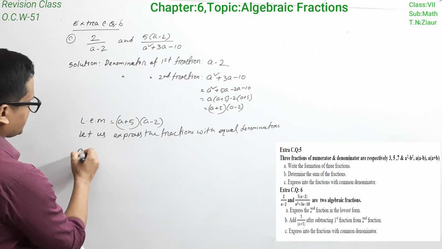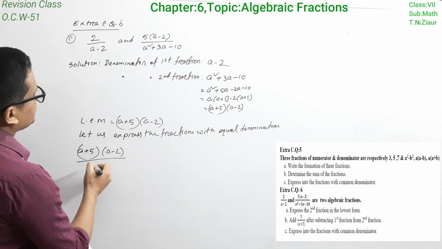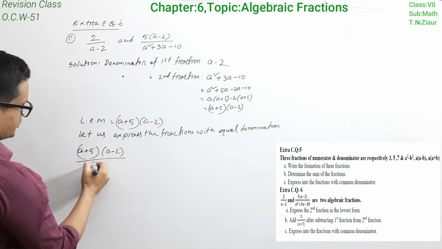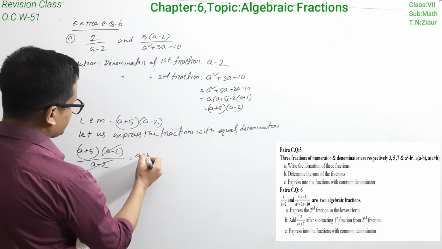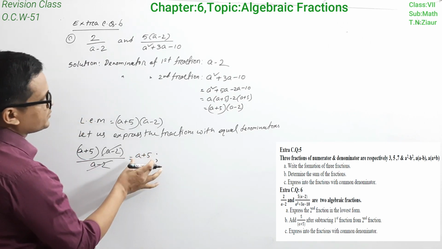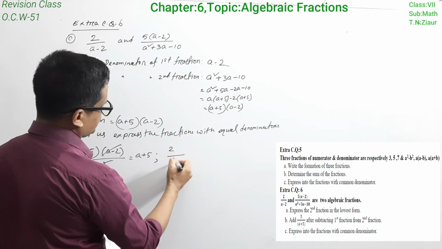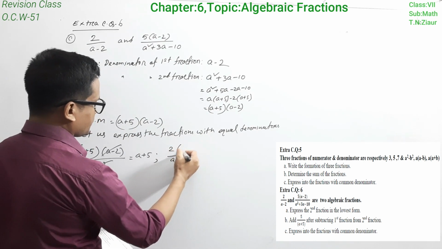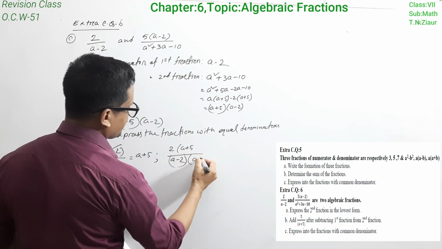So now write the LCM, a plus 5 into a minus 2. Divided by the denominator of the first fraction, which is a minus 2. So a minus 2 you can cut here, and a plus 5 remains. By this a plus 5 we have to multiply in both, right? So 2 by a minus 2, the first fraction here. Now multiply by a plus 5 into a plus 5.